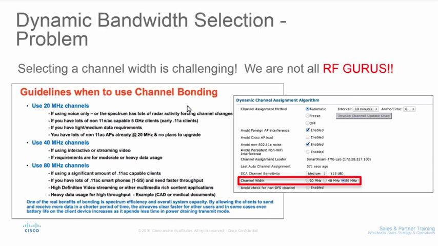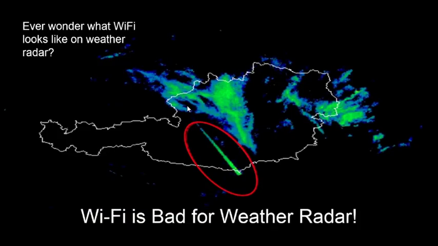But now, in order to accommodate our higher density environments, we might use 20 megahertz channels, but that limits us to how much bandwidth we can get. I'm wondering if there's a better way. Well, in fact, there is. It's called Flex DFS, and we'll look at that in just a second. Now, I love these visuals. Alan, can you walk us through what this is?